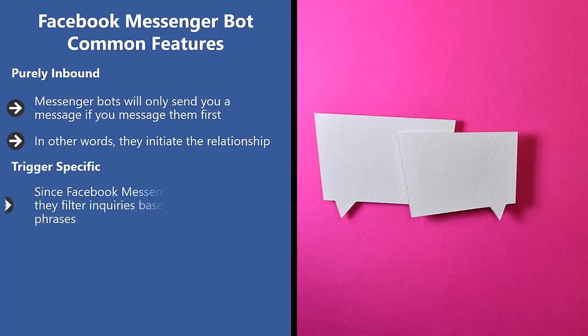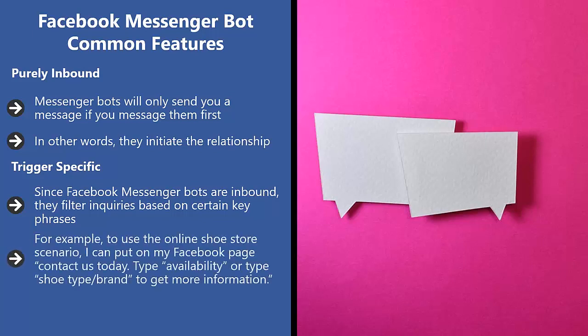Trigger specific. Since Facebook Messenger bots are inbound, they filter inquiries based on certain key phrases. In many cases, Facebook page operators would give a short menu of trigger words to potential customers engaging with their Facebook Messenger bot. For example, to use the online shoe store scenario, I can put on my Facebook page, "Contact us today, type availability, or type of shoe, type brand to get more information." Basically, I'm giving a cheat sheet to prospective buyers on how to use my Facebook Messenger bot.